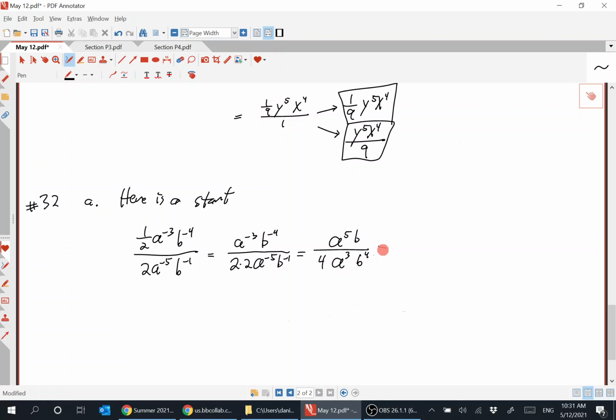Okay, there's more to do. We need to combine the A's and the B's. Basically, we're going to do some canceling. We're going to cancel the 3 A's on the bottom with the 5 A's on the top, leaving 2 A's on the top. We're going to cancel the B on the top with the 4 B's on the bottom, leaving 3 B's on the bottom. All right, and that'll be the end of that.